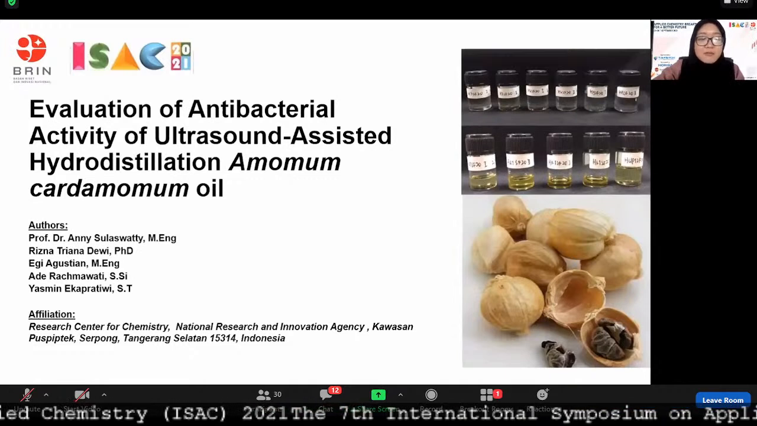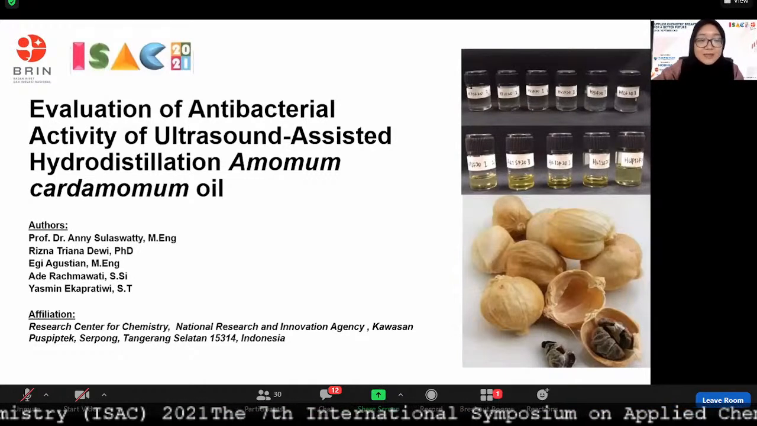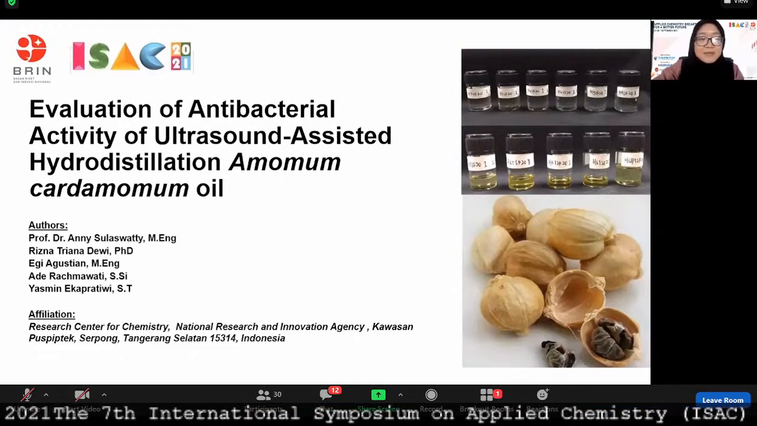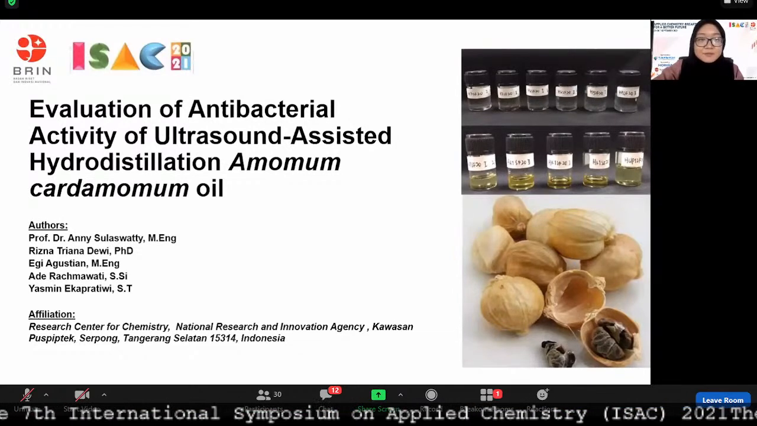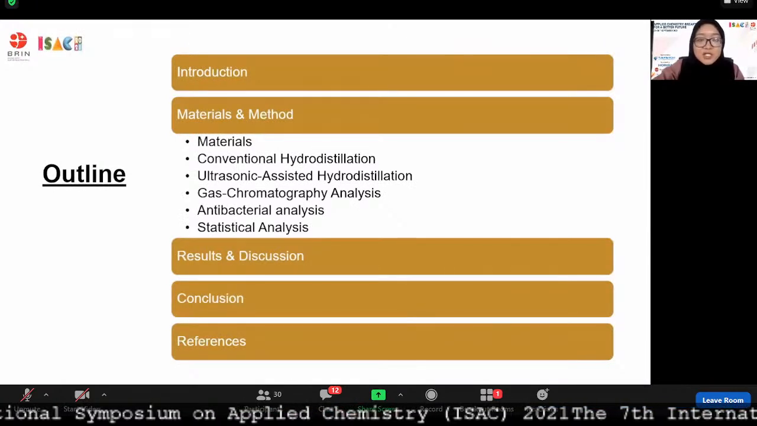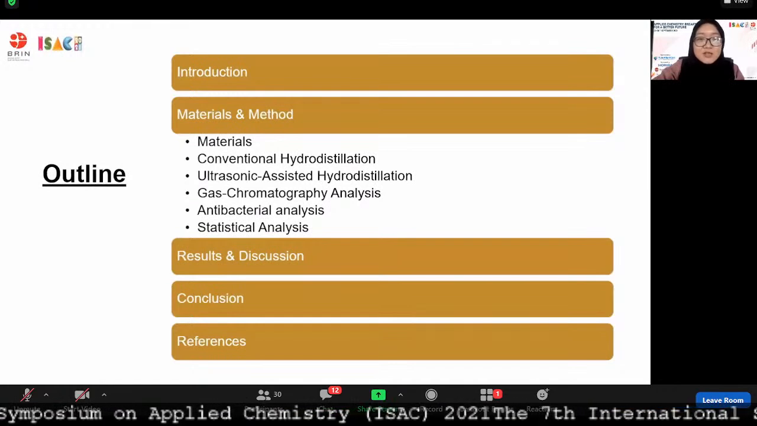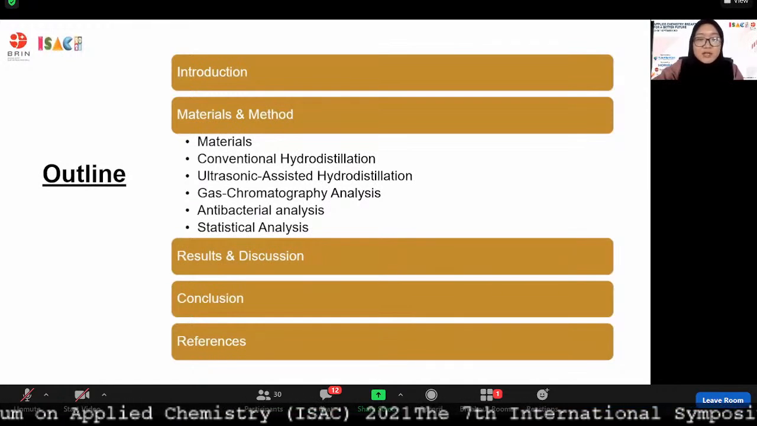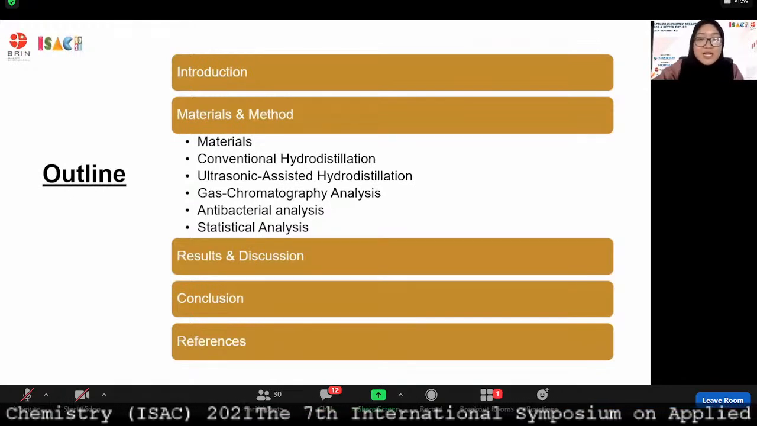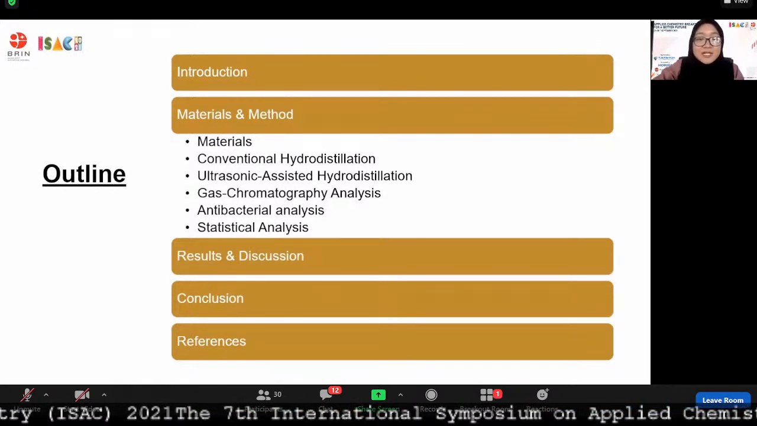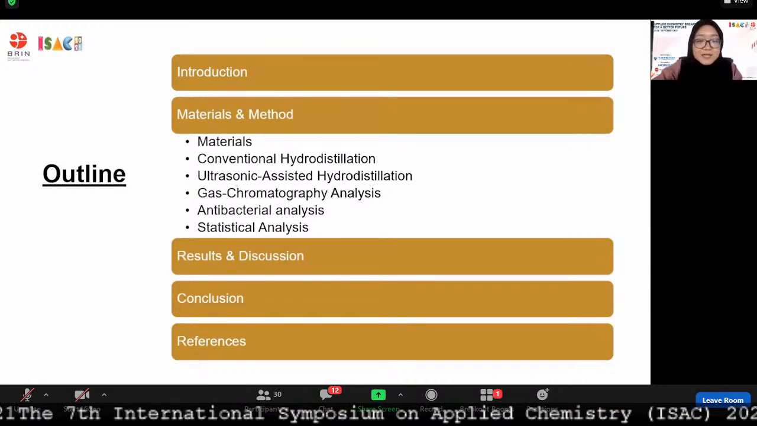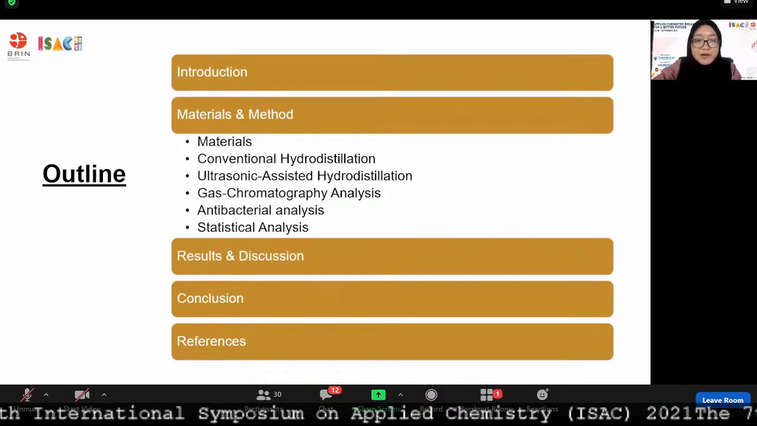Our team consists of Mrs. Professor Dr. Ani Sulaswati, Mrs. Risna Triana Dewi, Mr. Egi Agustian, Ms. Ade Rahmawati, and myself. This is the outline of our research. There are introduction, materials, methods consisting of conventional and ultrasonic assisted hydrodistillation, gas chromatography analysis, antibacterial analysis, and statistical analysis. And there are also results and discussion, conclusion, and references.